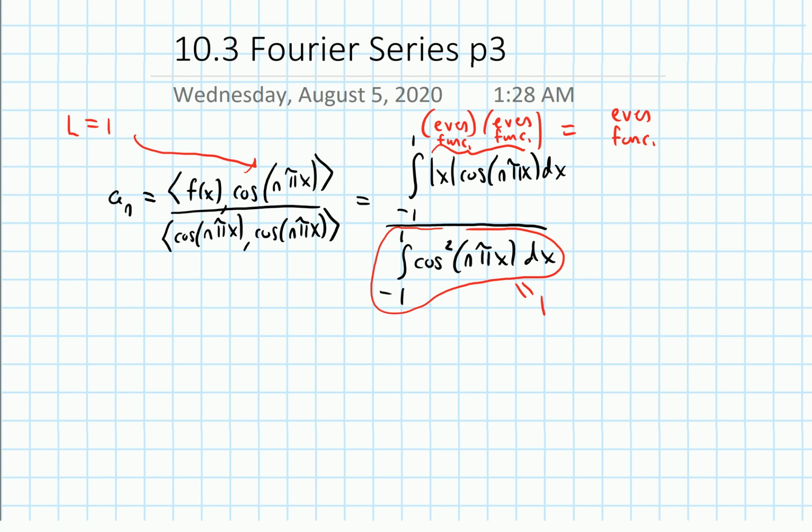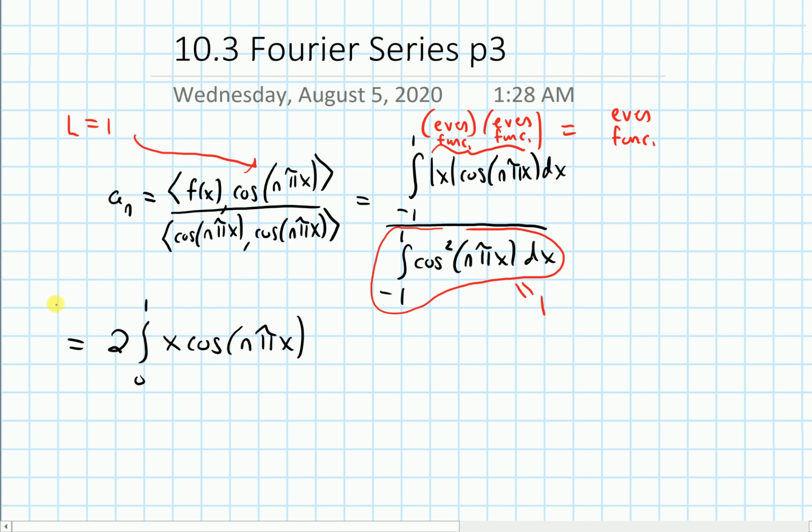Okay, so this ends up being an even function. So the numerator we could write as being 2 times the integral from 0 to 1. And on the interval from 0 to 1, absolute value of x becomes just x, like we saw before. And the cosine stays how it is, cosine of n pi x. And the denominator we now know is 1, and that's why I don't need to write that. So now we have to take the antiderivative of x times cosine of n pi x.